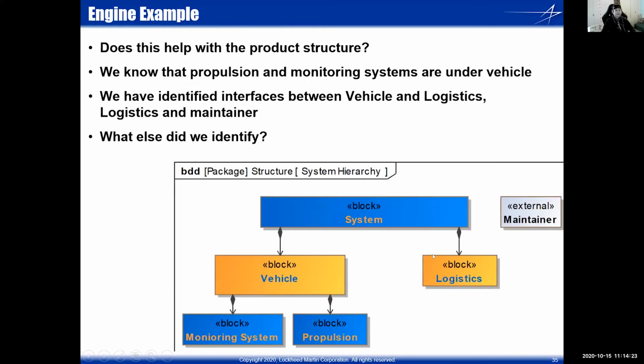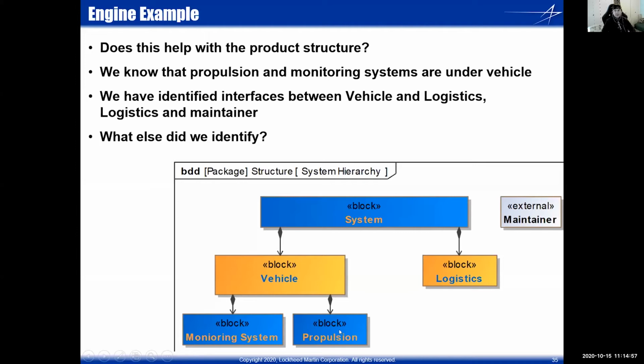All right. As I worked, I started coming up with the systems I would need to do my functions. And so this helped me come up with my product structure. I know I had a system. And then on my diagrams, I'd added the vehicle and I added logistics. And then under vehicle, I added the monitoring system and the propulsion system. And so I could start developing what my product structure looks like. That my car is going to have a monitoring system inside and a propulsion system.